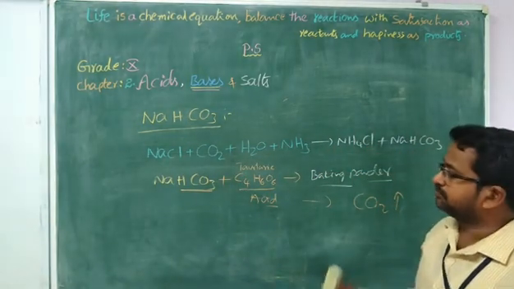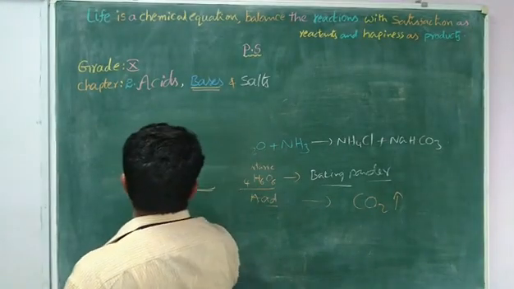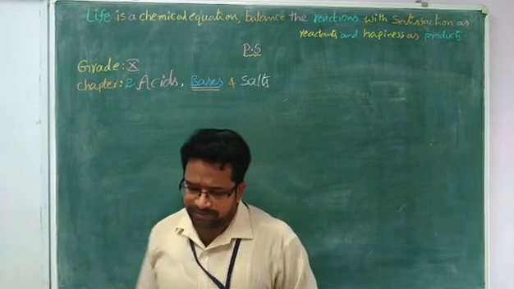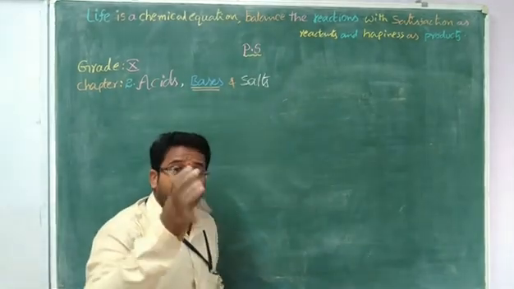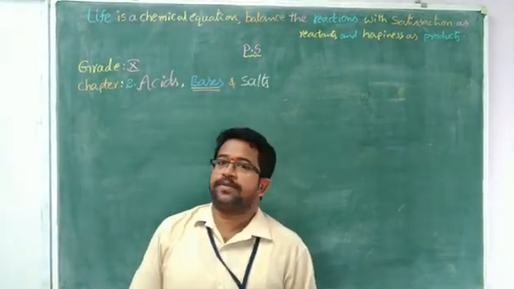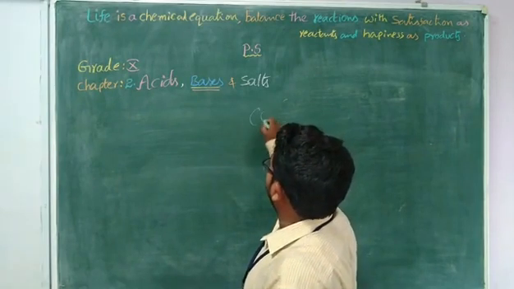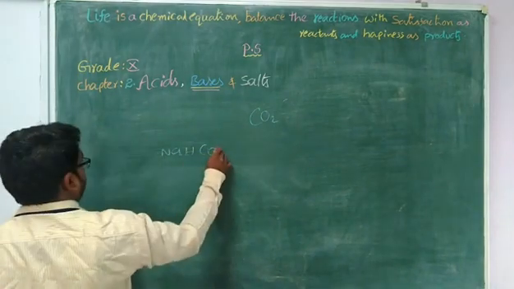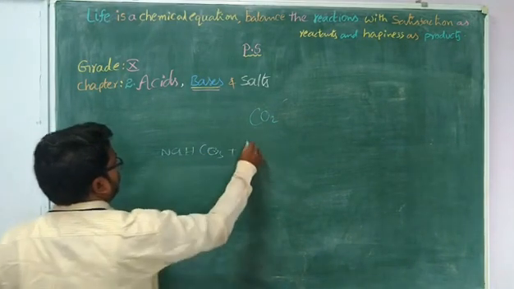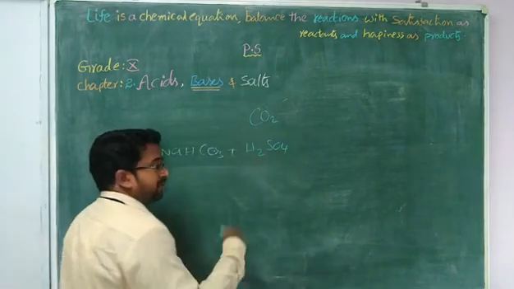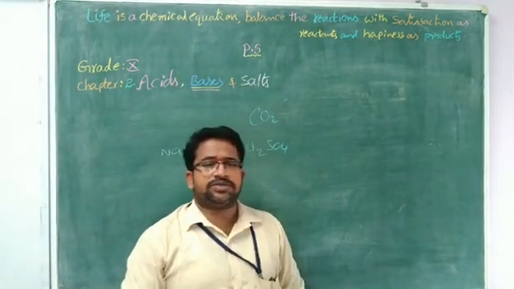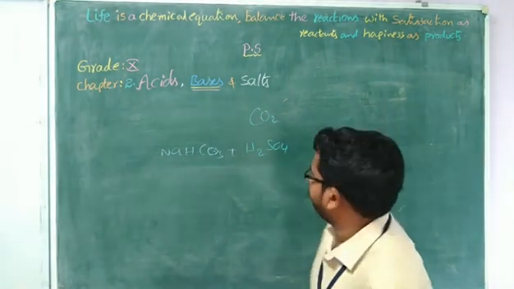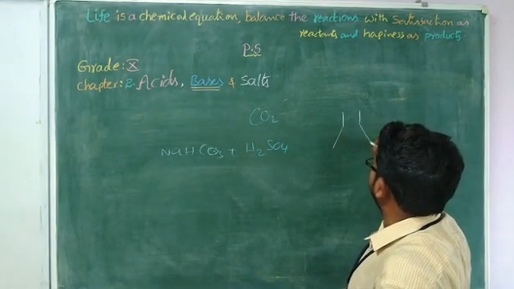Okay, clear now? Right. So, the uses of sodium bicarbonate. Sodium bicarbonate is used as a fire extinguisher, because carbon dioxide, CO2, is the best fire extinguisher. Sodium bicarbonate, NaHCO3, is used in the presence of sulfuric acid. You know the CO2 cylinders in schools, you can also observe them. Fire extinguisher cylinders.